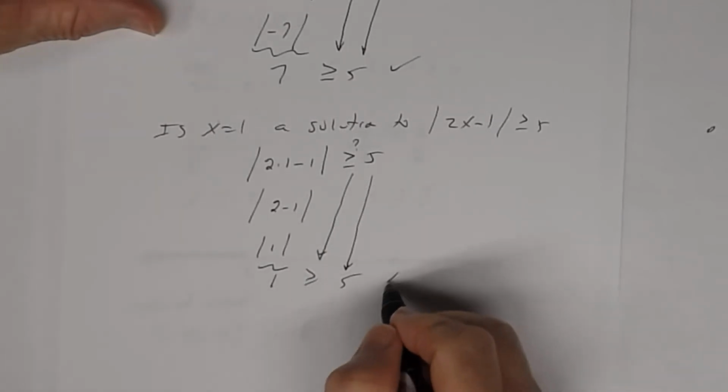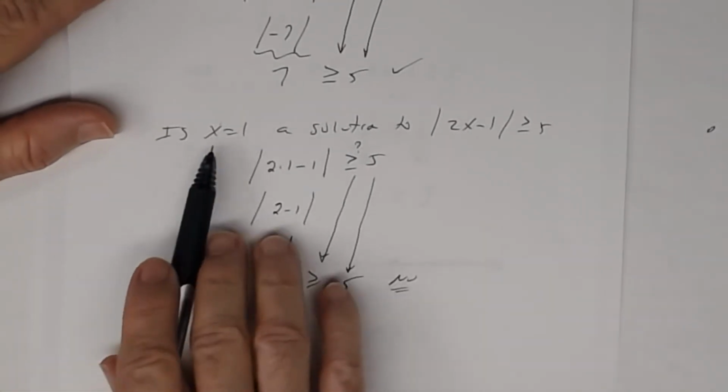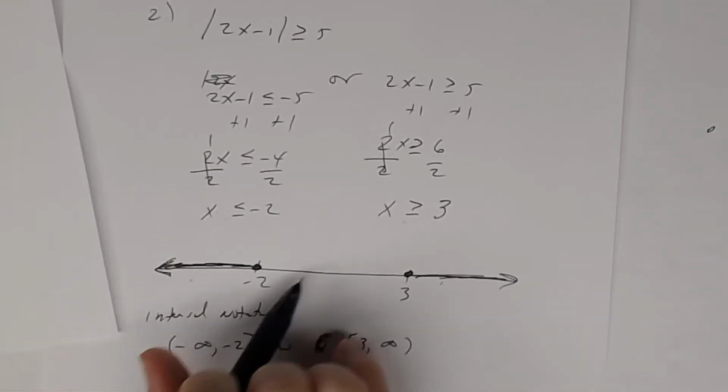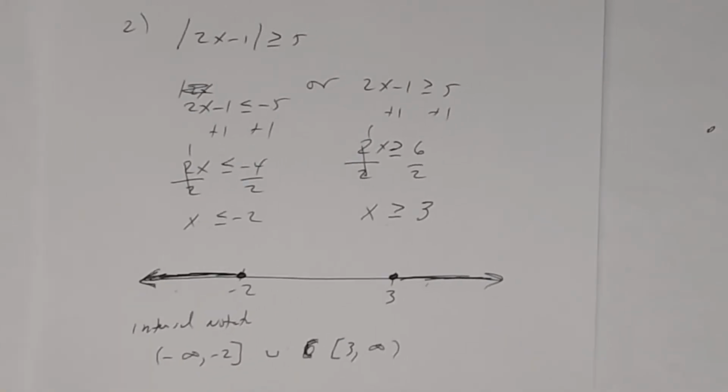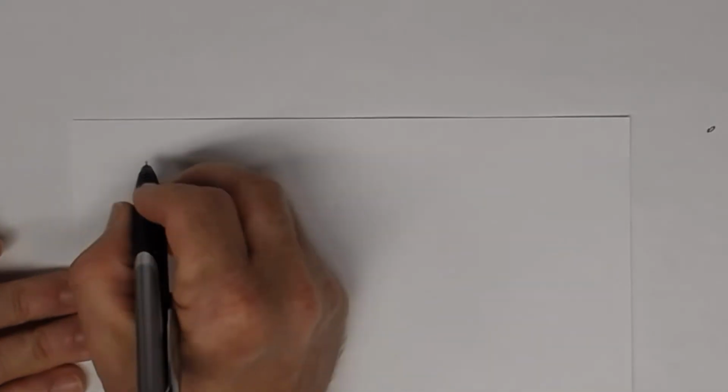Is 1 greater than or equal to 5? The answer is no. So that's why 1 is not a solution. That's why it's not shaded, because it's not a solution. All right? Okay, very simple. Not difficult at all. You can easily do this. Just remember, greater than, you write as an or statement.